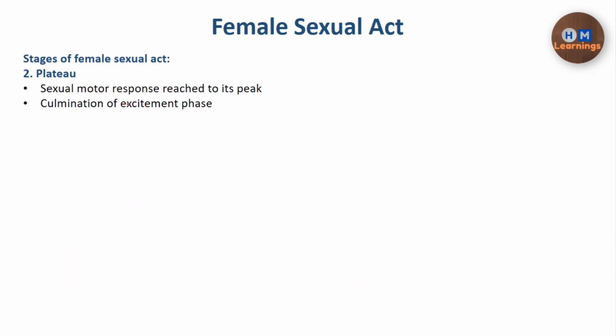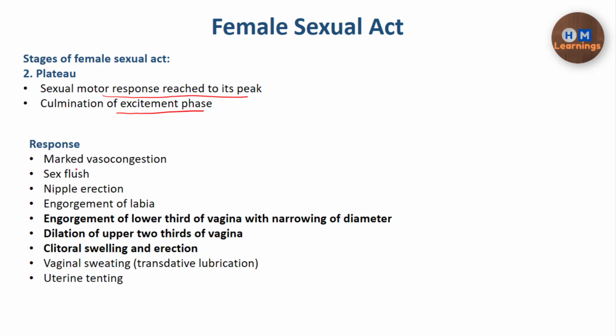So plateau phase is actually the end of the excitement phase. During the excitement phase, what was happening? There is stimulation which is happening, and the motor and the sexual responses start to occur. When the sexual response has reached its peak, it is called the plateau phase. Beyond that, there will be no further increase in the motor response. That is the plateau phase. We have seen already the list of the things which happen during the excitement phase. During the plateau phase, those changes are already there.